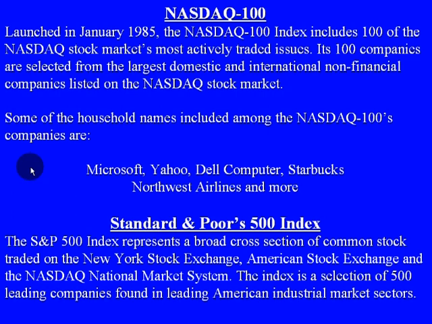Standard & Poor's 500 index represents a broad cross-section of common stock traded on the New York Stock Exchange, the American Stock Exchange, and the NASDAQ National Market System. The index is a selection of 500 leading companies found in leading American industrial market sectors.